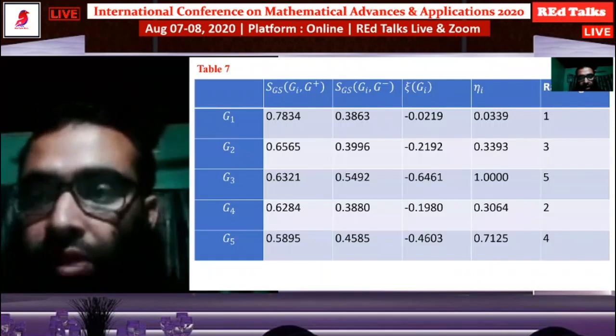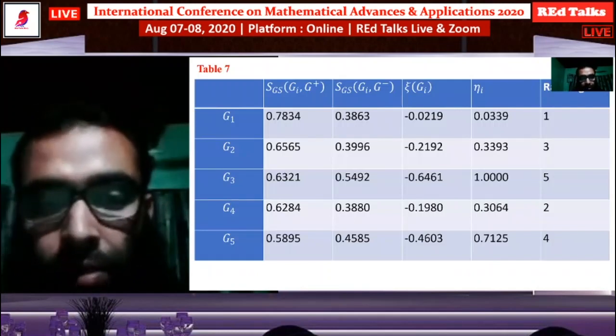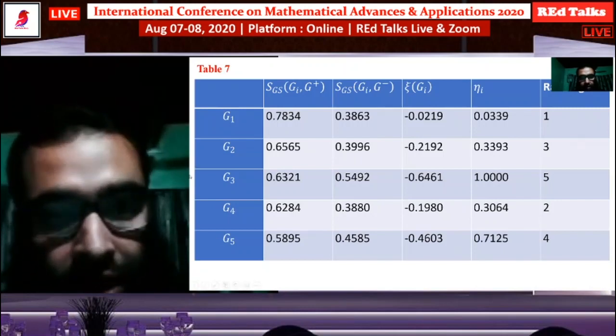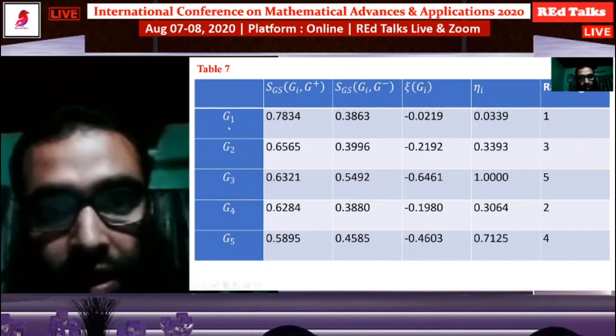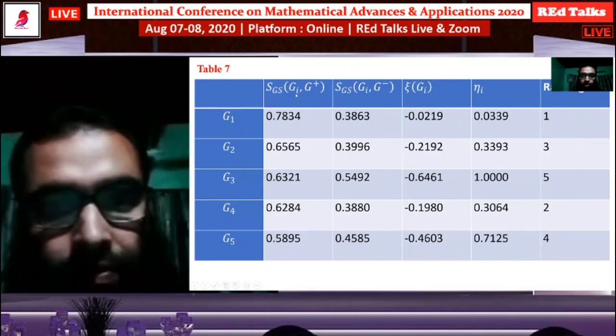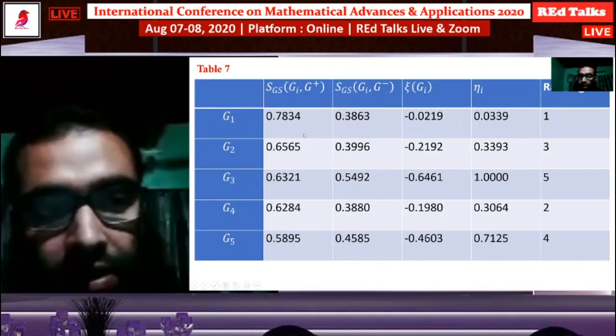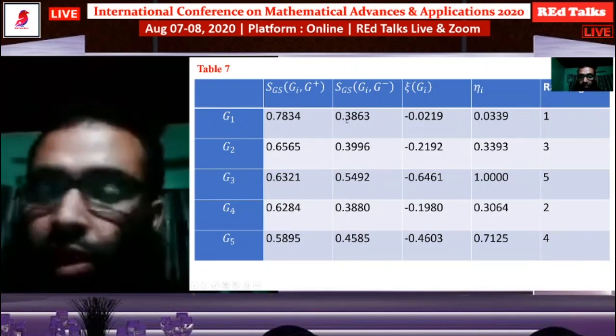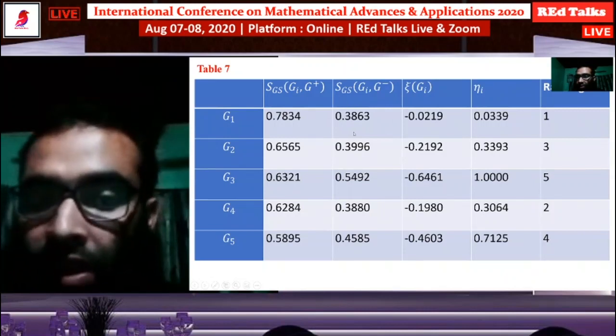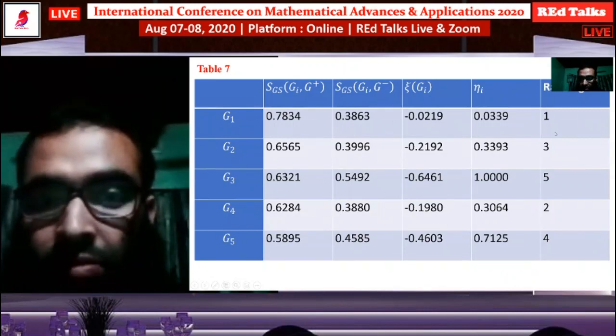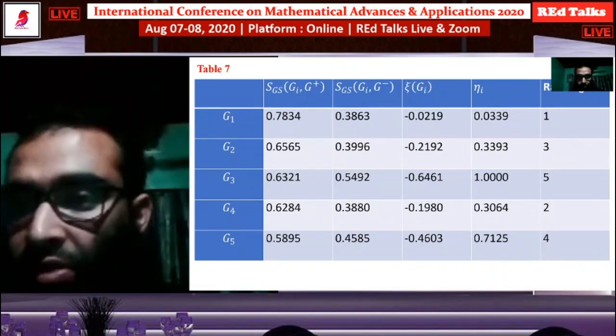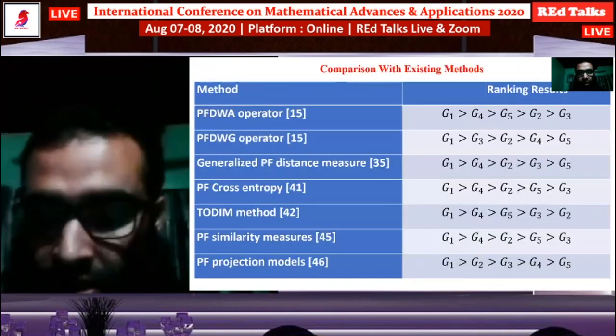After that, we calculate the positive ideal solution and negative ideal solution, and then we apply our method. All these calculations are in Table 7. As we see from Table 7, alternative G1 has maximum similarity with the positive ideal solution, and simultaneously it has minimum similarity with the negative ideal solution. So it is the best alternative.